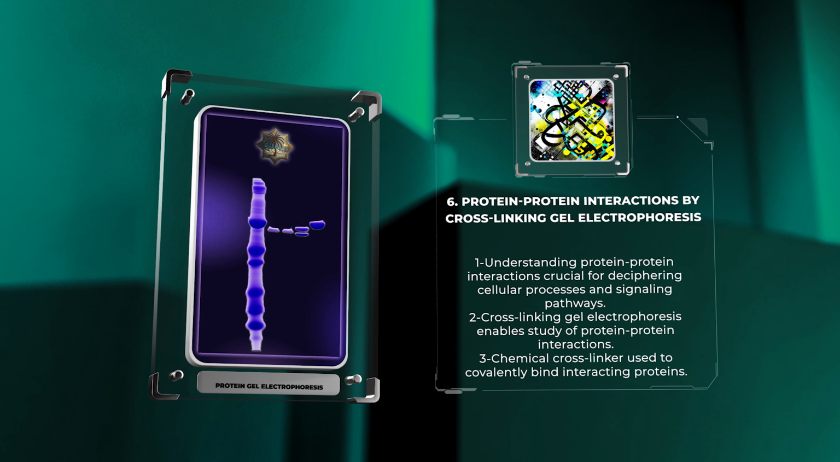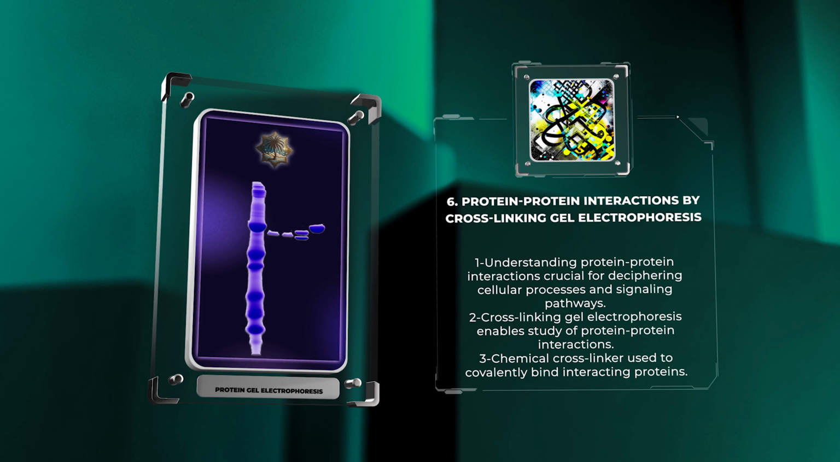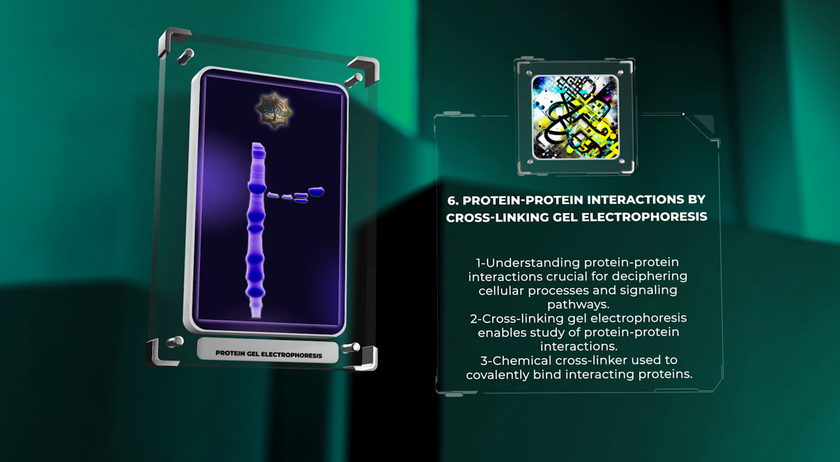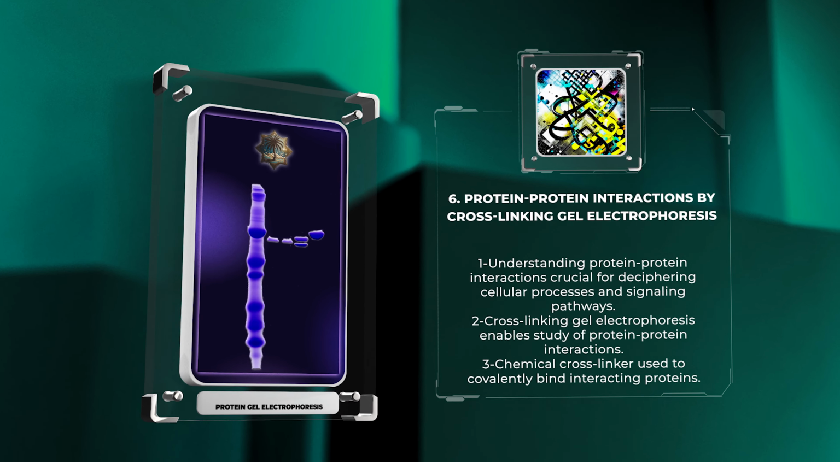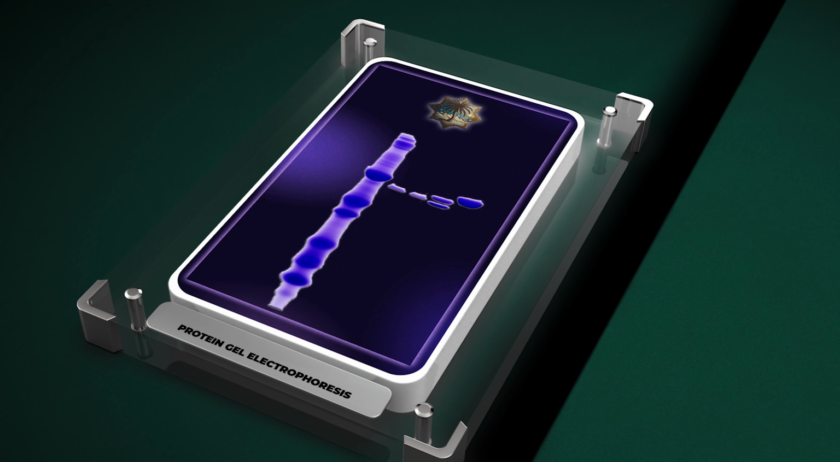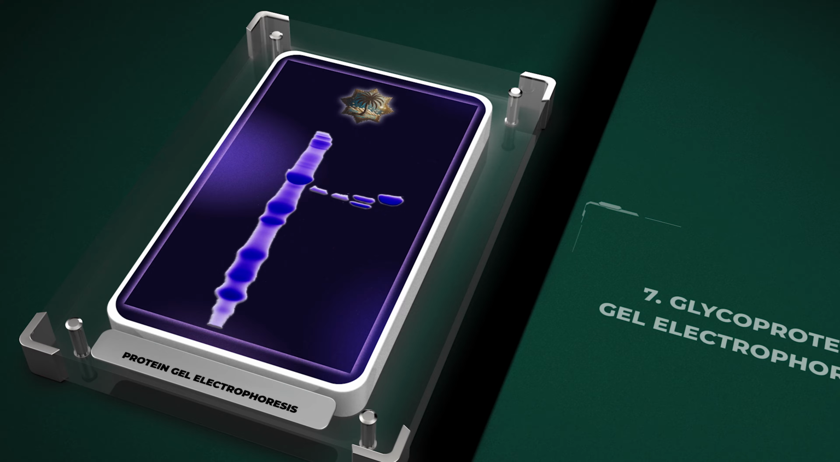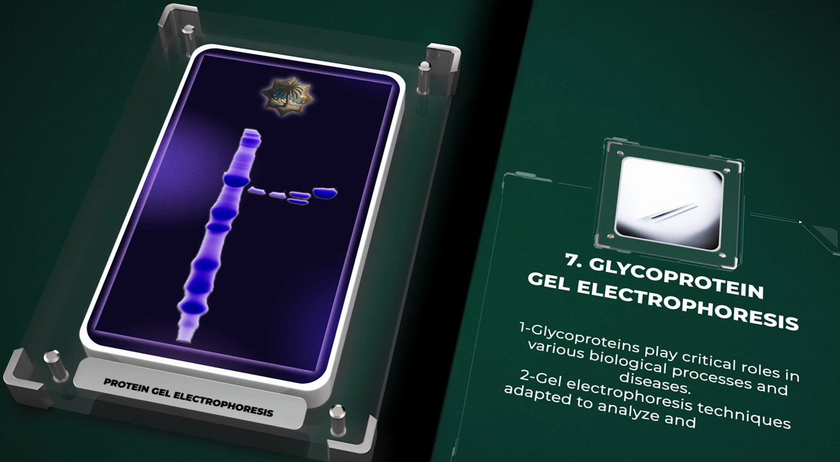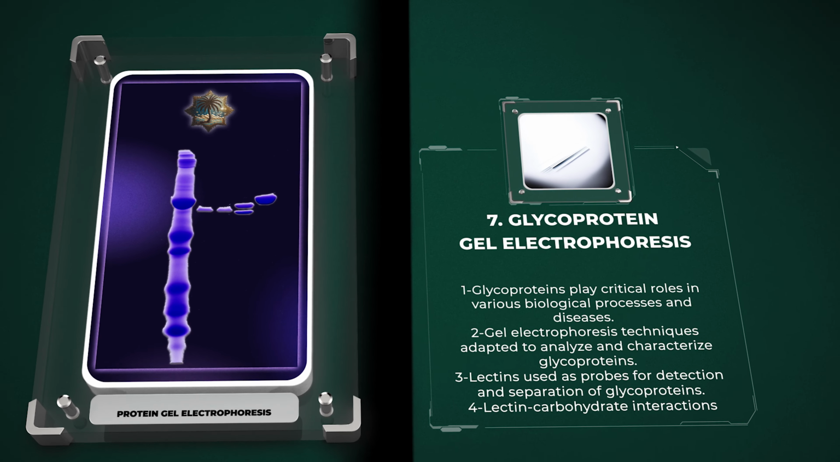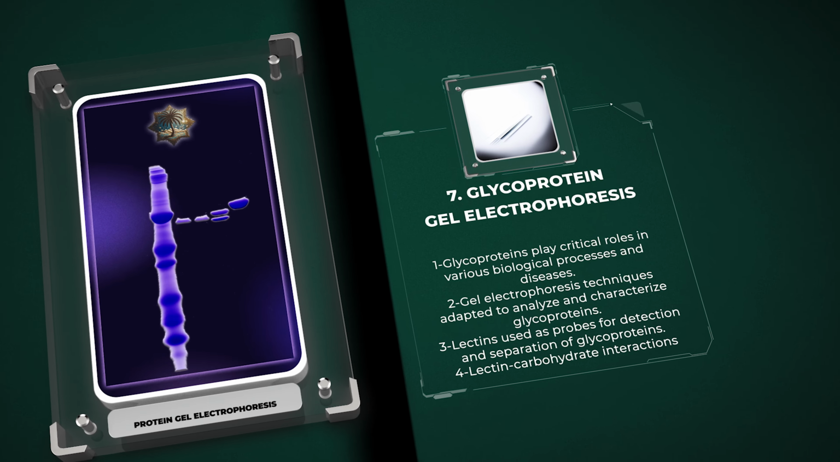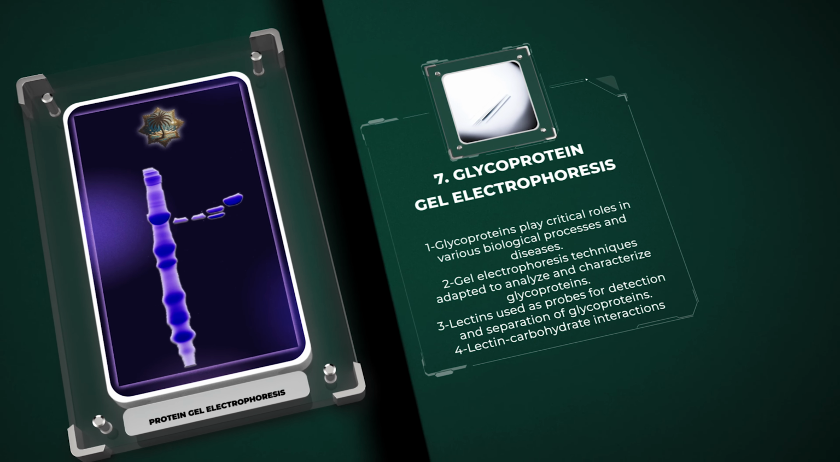Cross-linking gel electrophoresis provides valuable insight into protein complexes, their stoichiometry, and the dynamics of protein-protein interactions. Glycoproteins, proteins with attached carbohydrate moieties, play critical roles in various biological processes and diseases. Gel electrophoresis techniques can be adapted to specifically analyze and characterize glycoproteins.